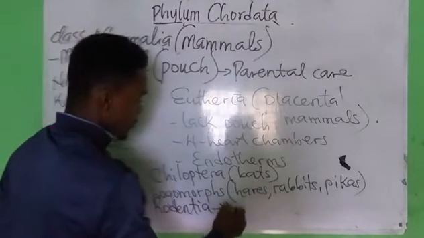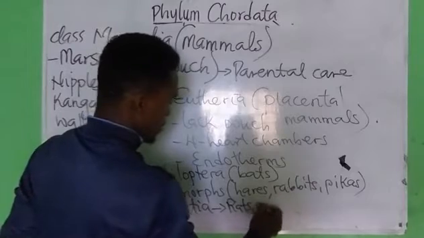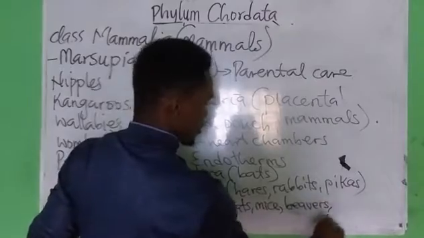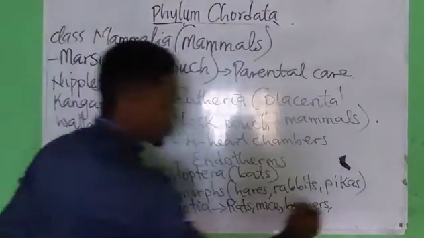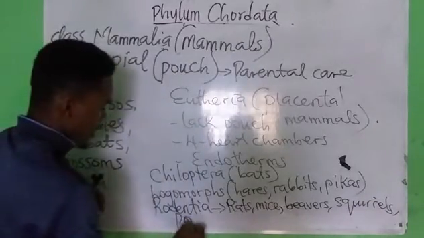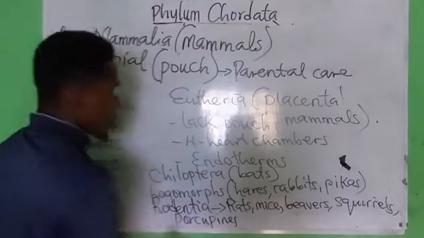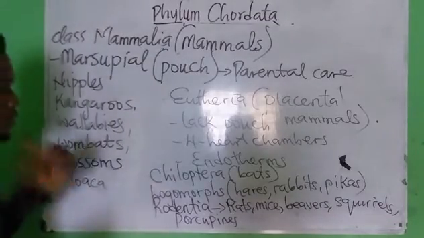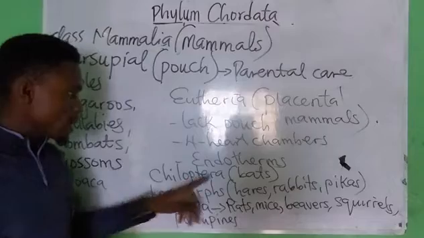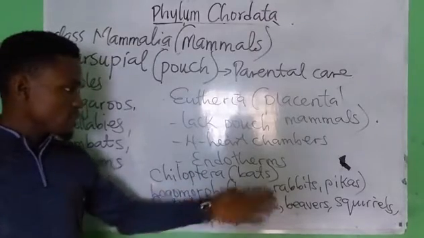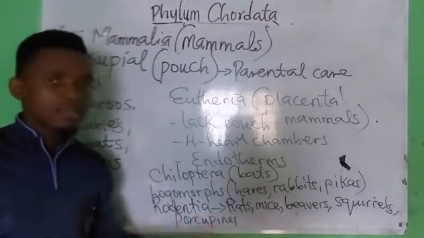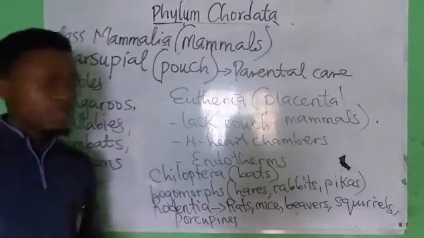Okay, we also have rodentia. That is where you have rats, mice, beavers, squirrels, porcupines. All of these, these are subclass, all right. So you have Chiroptera, bats, lagomorphs, the hares, rabbits, and pikas. Okay, pikas, you have rodentia, rats, mice, beavers, squirrels, porcupines, all right.